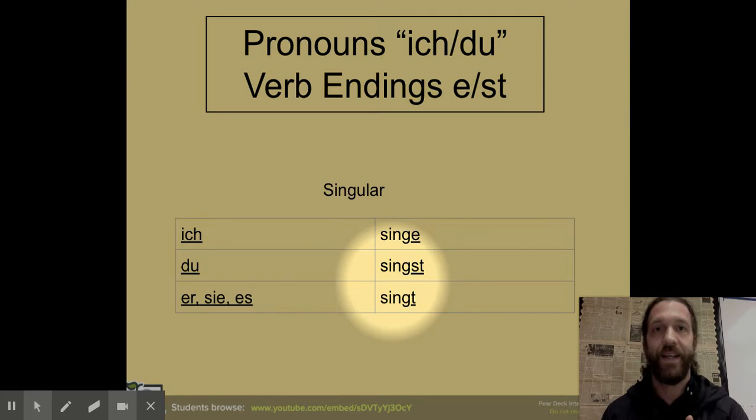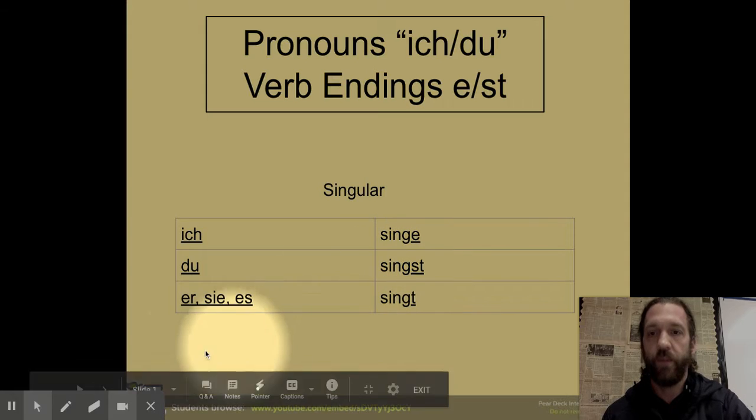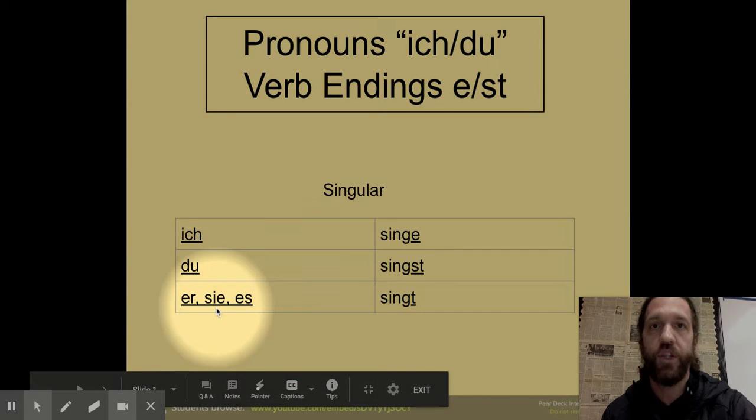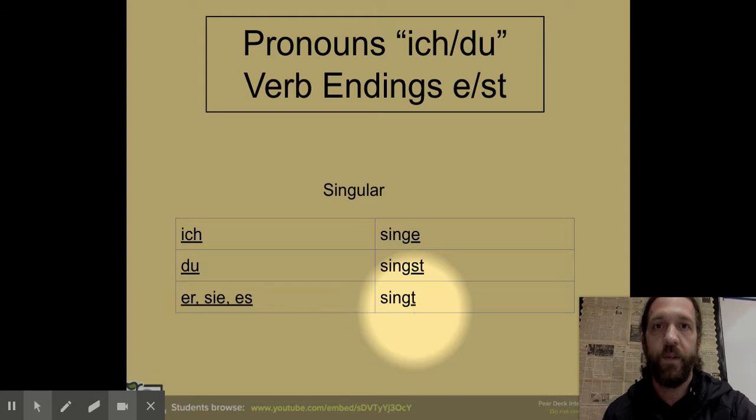Du singst, ich singe. And then we have the third person, but we're not going to be focusing on that today, and that's er, sie, es, or he, she, it. And the corresponding verb ending will be t.